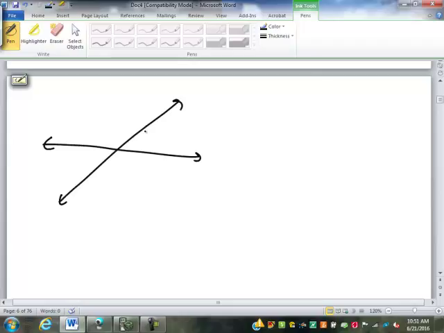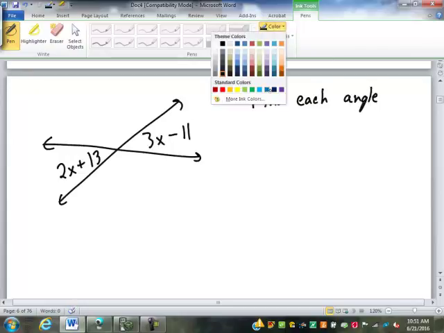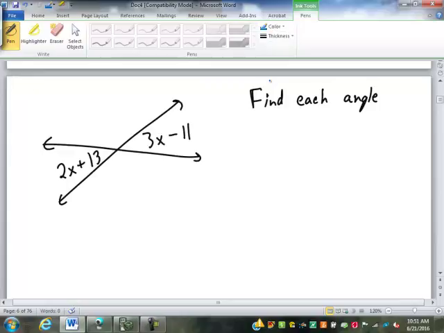So let's say that this angle here is 3x minus 11. This angle here is 2x plus, let's call it, 13. I ask you to find each angle. What's the relationship between those two angles? Careful. They're vertical, which means they have to be equal, the same.